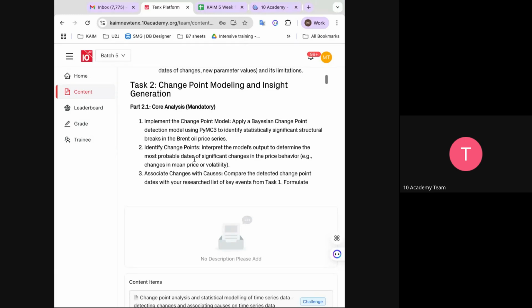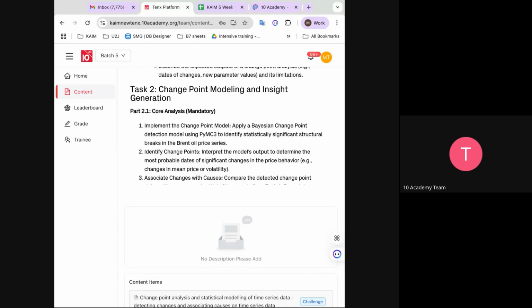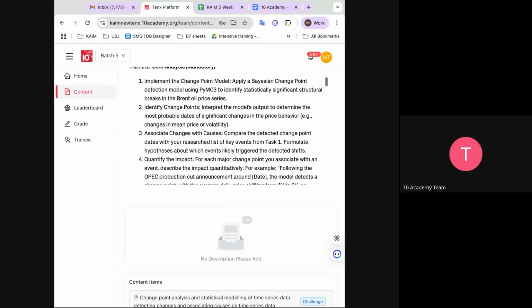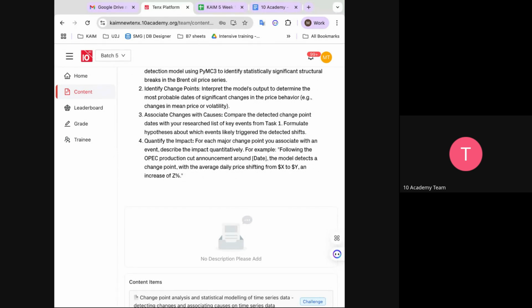So on the second task, you are expected to do the change point modeling and insight generation, where you implement the Bayesian change point detection model using PyMC3 to identify the statistically significant structural breaks in the Brent oil price series, and also identify those change points, interpret the model's output, and associate those changes with the causes that you have identified in task one.